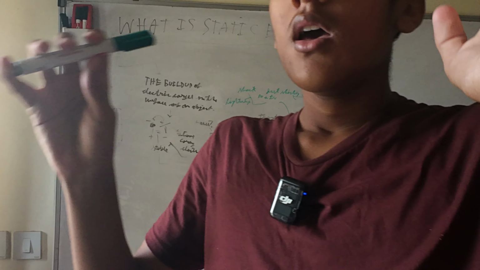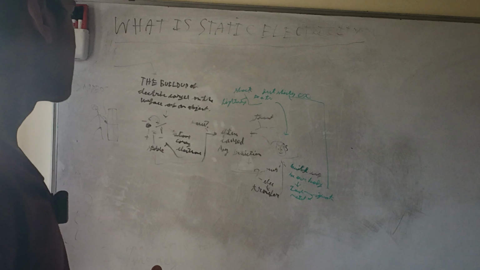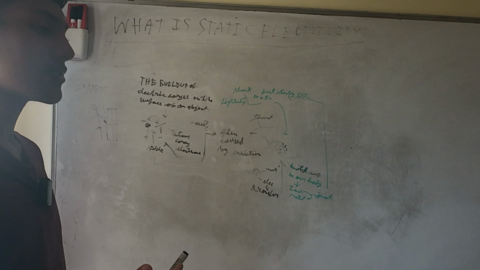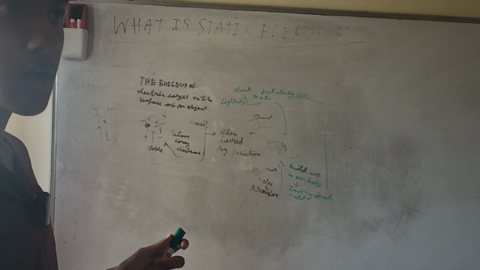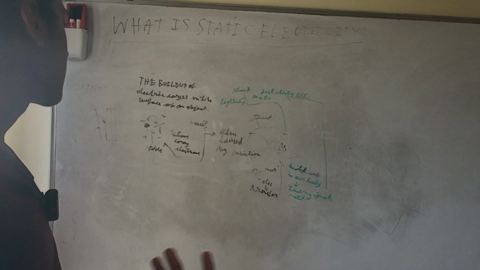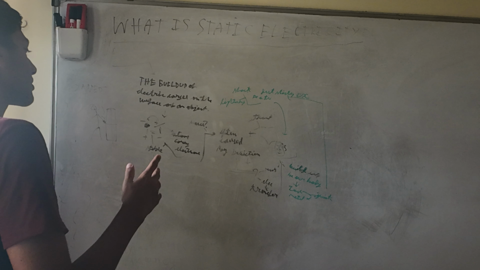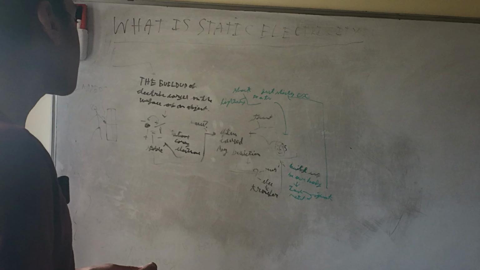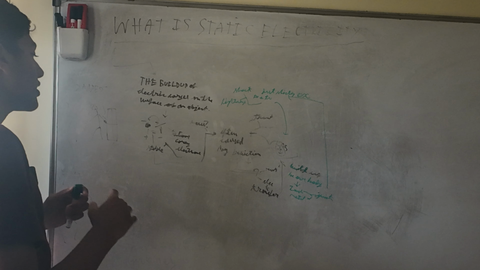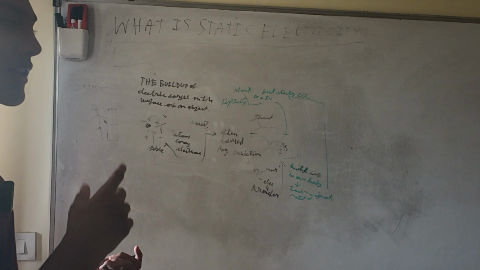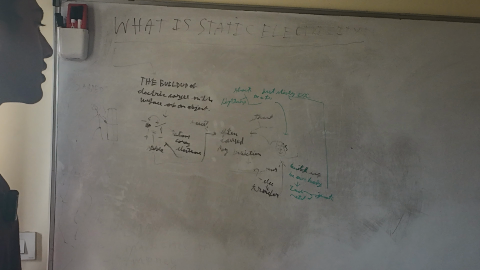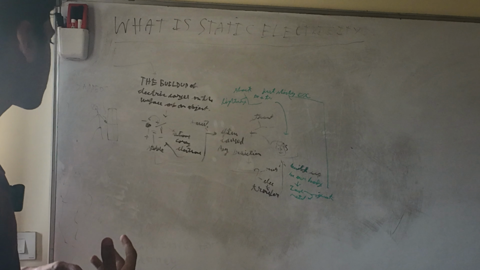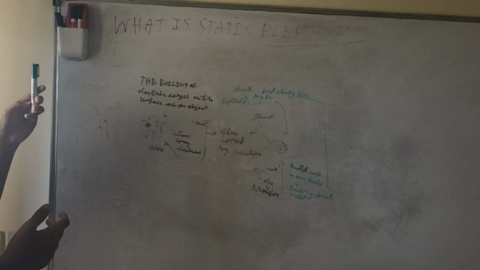But what is it? Well, you see, static electricity is the buildup of electric charges on the surface of an object. It could be anything, such as this pen, a balloon, a metal doorknob, and even us. This happens because atoms carry electrons, and when atoms carry them, they become negatively charged.